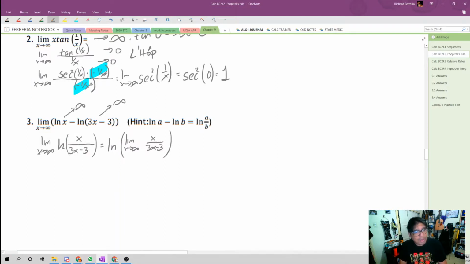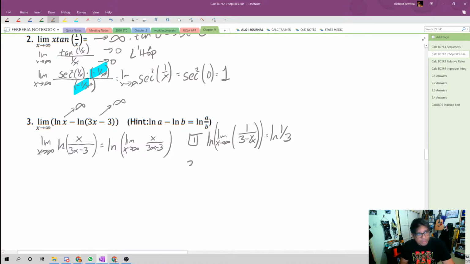Well, how are you going to evaluate this limit, x over 3x minus 3? We already saw one way. We could divide every term by x. So let's do option 1. This is the natural log of the limit as x approaches infinity of 1 over 3 minus 1 over x, and that just turns into the natural log of 1/3. No problem, you can totally do that.